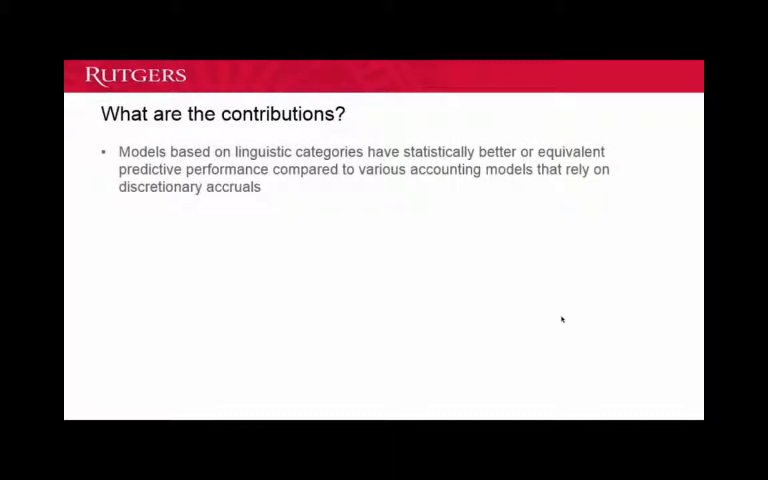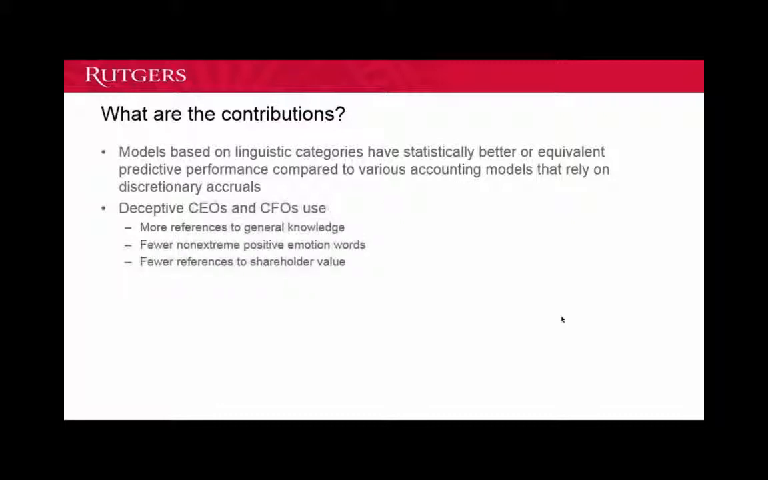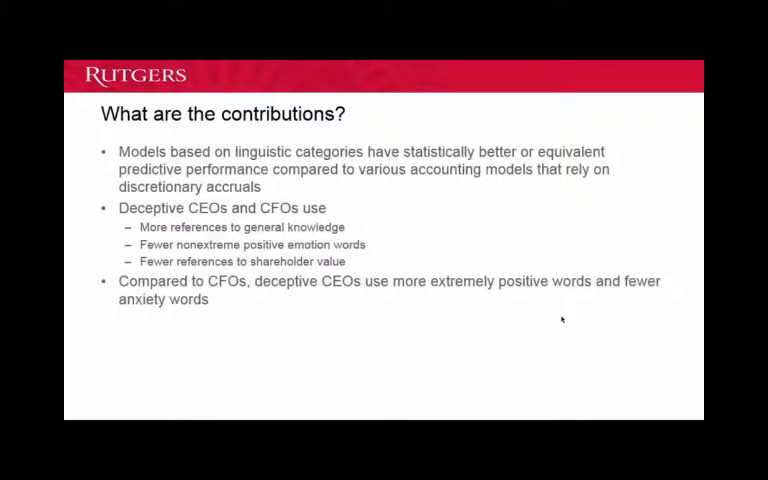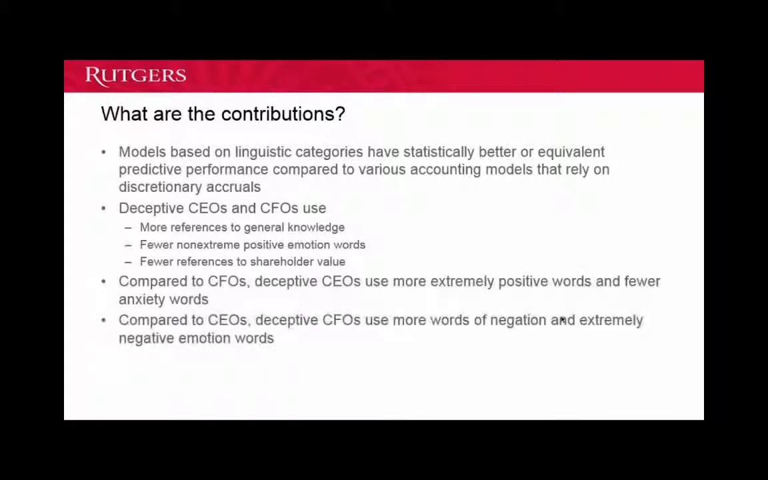So what are the contributions of this paper? Well, these are their claims. Models based on linguistic categories have statistically better or equivalent predictive performance compared to various accounting models that rely on discretionary accruals. Deceptive CEOs and CFOs use more references to general knowledge, fewer non-extreme positive emotion words, fewer references to shareholder value. Compared to CFOs, deceptive CEOs use more extremely positive words and fewer anxiety words. And compared to CEOs, deceptive CFOs use more words of negation and extremely negative emotion words.